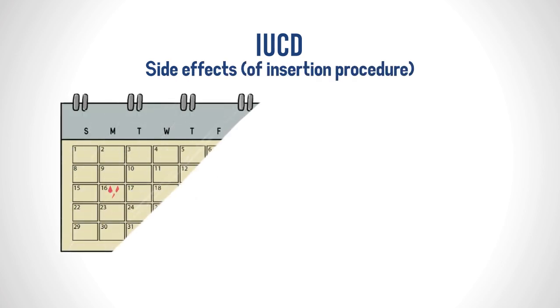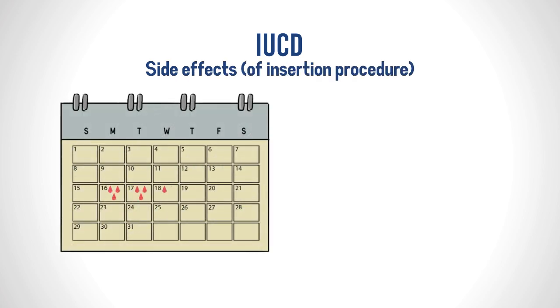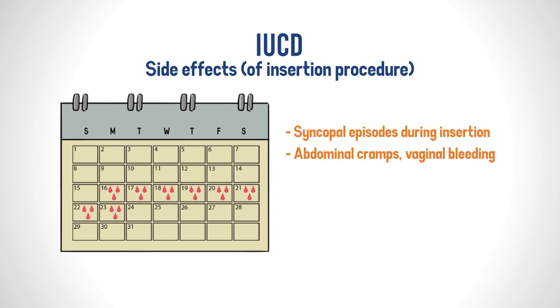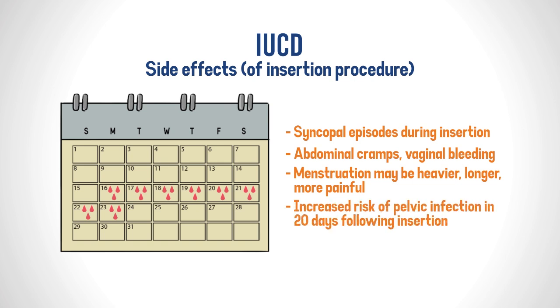There are some side effects that may occur during and after the insertion procedure. These include the possibility of syncopal episodes, abdominal cramps, and vaginal bleeding. Menstruation may be heavier, longer, and more painful. There is also a risk of pelvic infection, which is higher within the first 20 days of insertion of the IUCD.